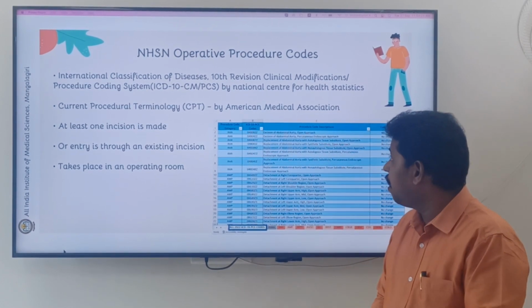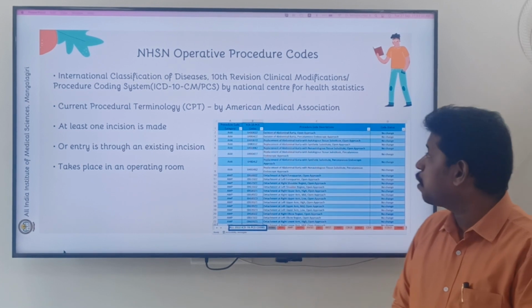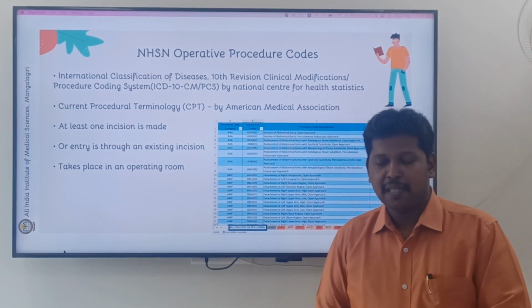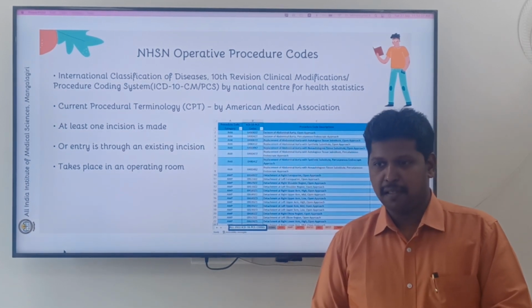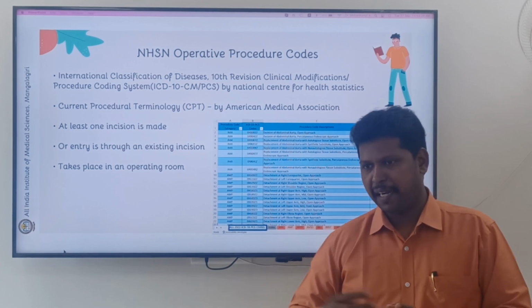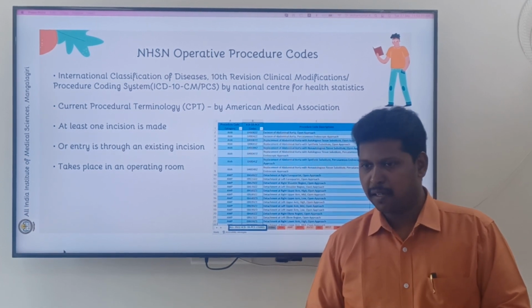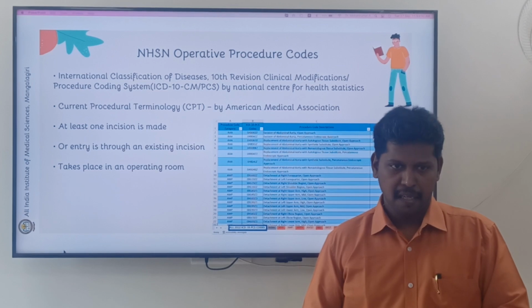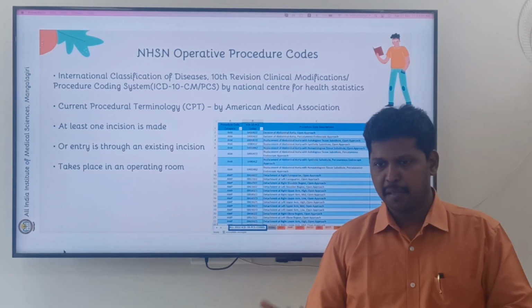So, NHSN operative procedure codes. What do you consider as a surgery? A person can have a variety of opinions. Somebody can call a very small thing a surgery, and somebody may not say that it is a surgery or a procedure.